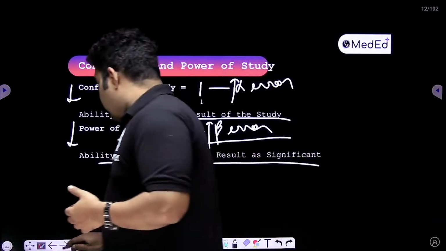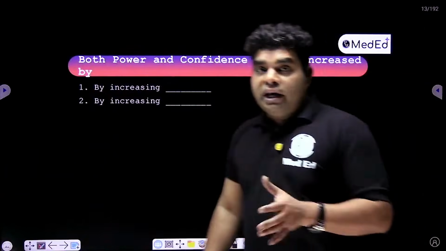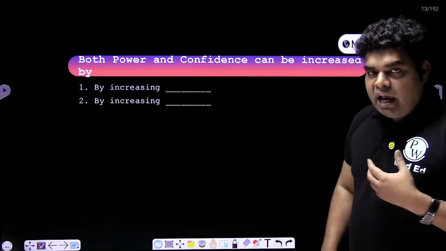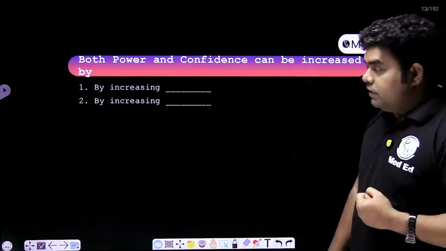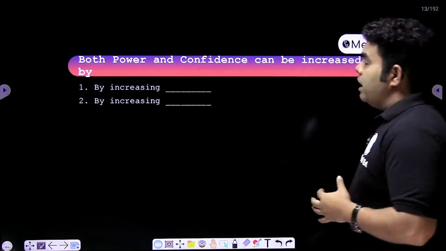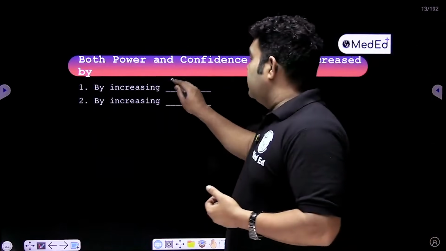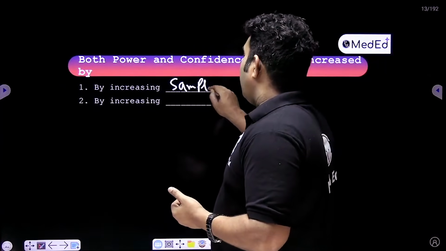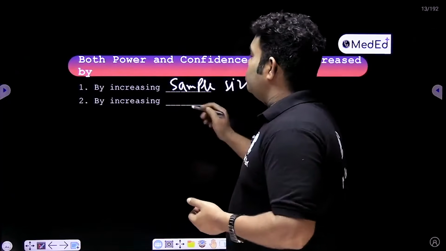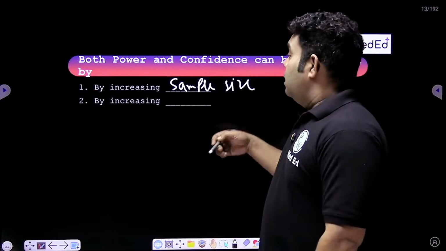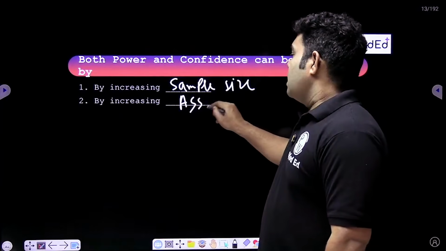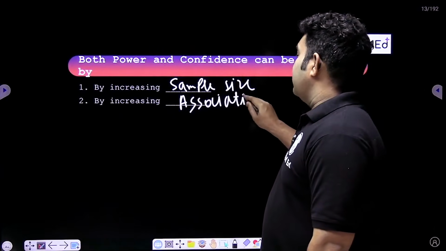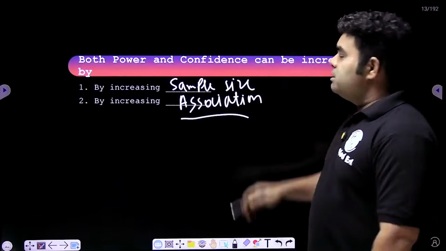So these are two things, power and confidence. They are not mistakes. They are good things. We should have power and we should be confident in ourselves. If you want to increase both power and confidence, what can you do? You can increase sample size and you can also increase the association. By increasing sample size and association, you can increase both power and confidence.